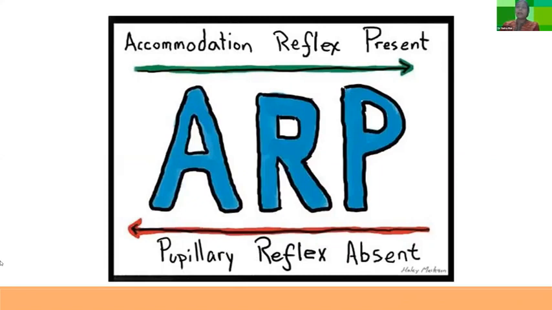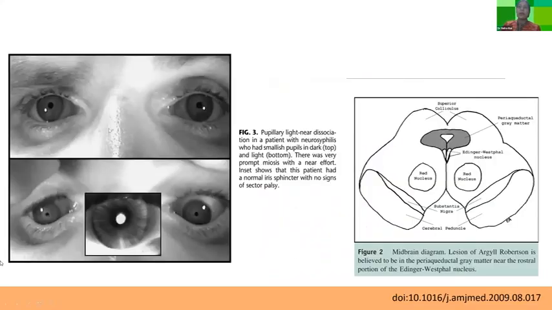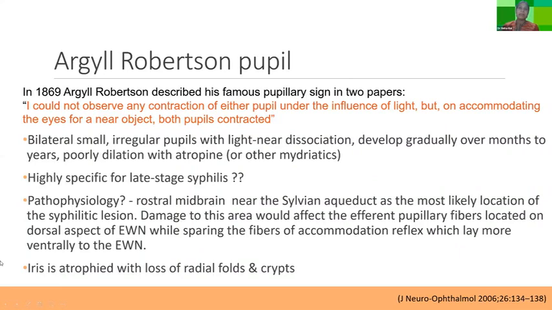Coming to the ARP, that is Argyll Robertson pupil. We have often seen that accommodation reflex is present and the pupillary light reflex absent. So the pupil constricts poorly to light, but on accommodation, the pupil constricts briskly. In 1869, Argyll Robertson described his famous pupillary signs in two papers, saying that he could not observe any contraction in either pupil under the influence of light, but on accommodating the eyes for a near object, both the pupils constricted.